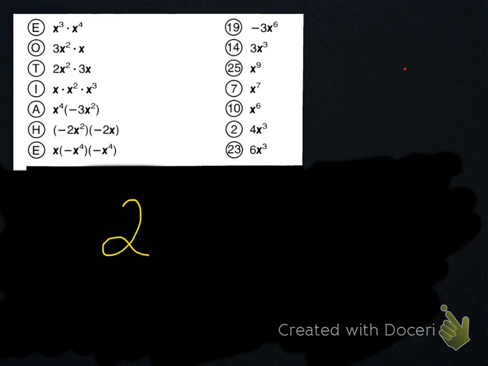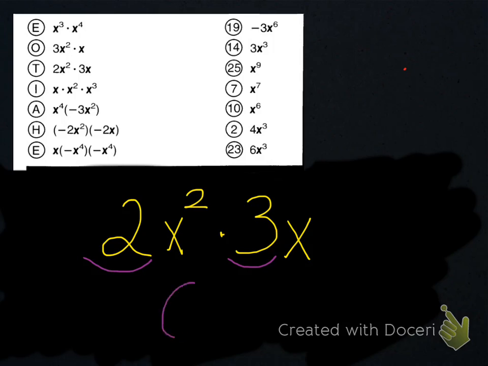It's 2x squared times 3x. And you should be stopping me at this point and trying it on your own and then coming back, to see if you did it right. Okay, so hopefully you're back now. I always go to my coefficients first. I multiply those two numbers first. So let's look at our coefficients. We have a 2 and a 3. 2 times 3 is 6.